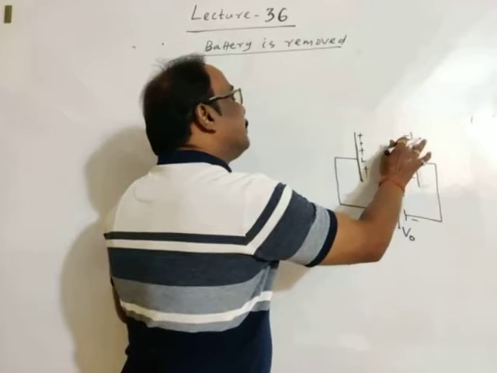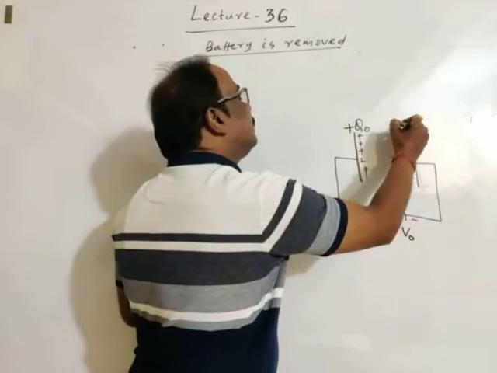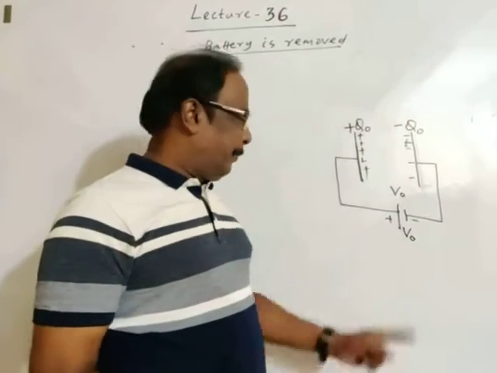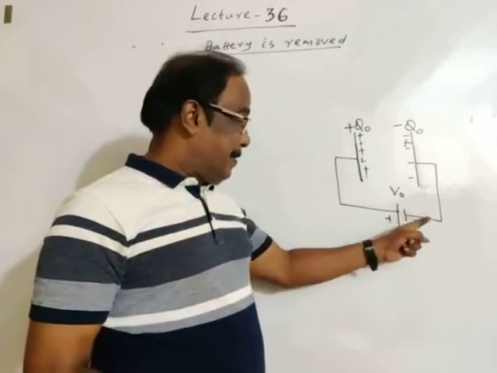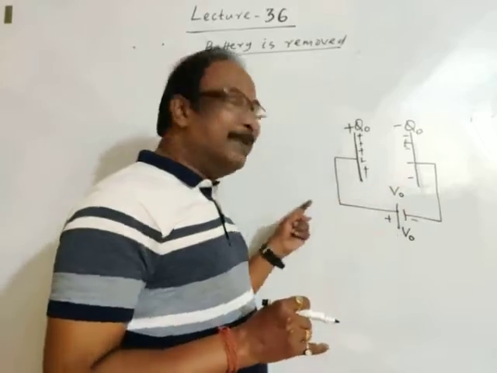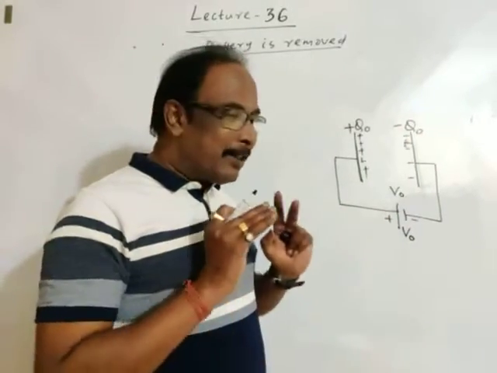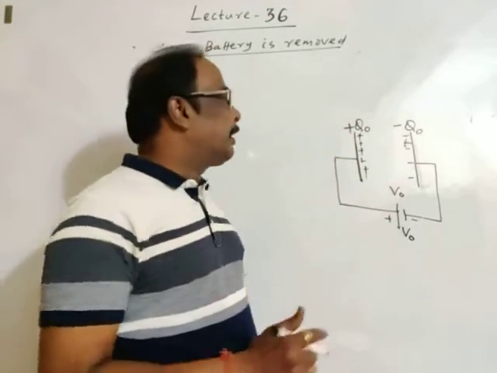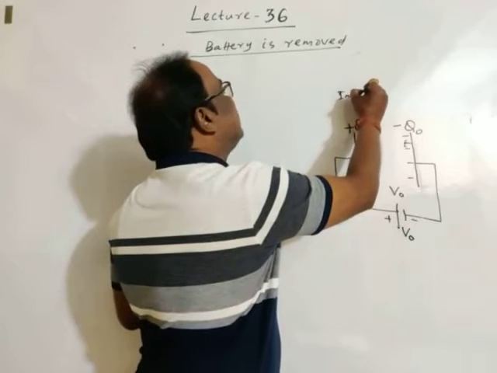Let this charge be plus Q naught and this charge be minus Q naught. As we know, charge is not supplied by the battery. Charge moves through the battery at the cost of energy. This is plus Q naught, this is minus Q naught. This is the initial condition.